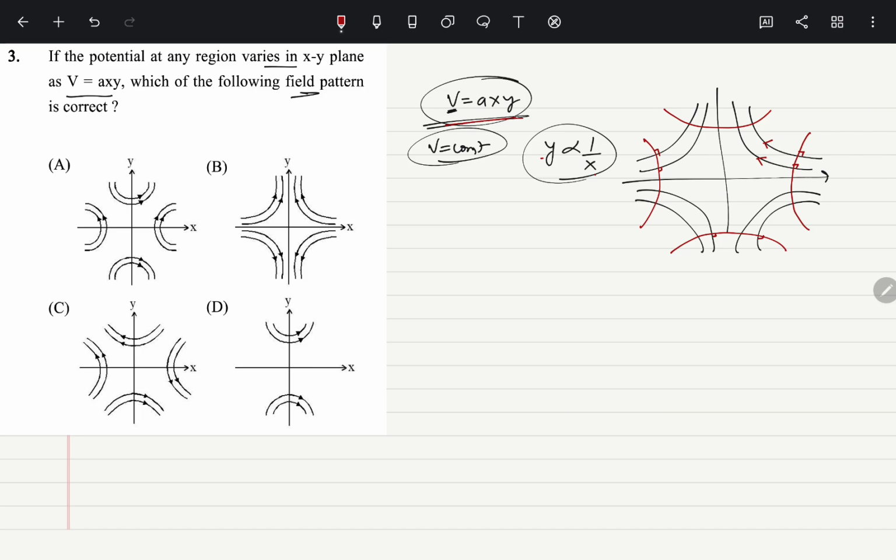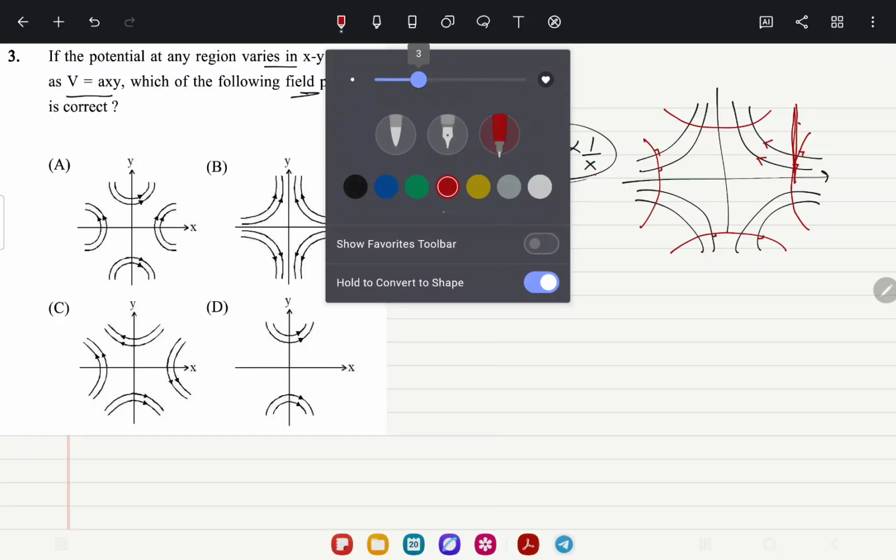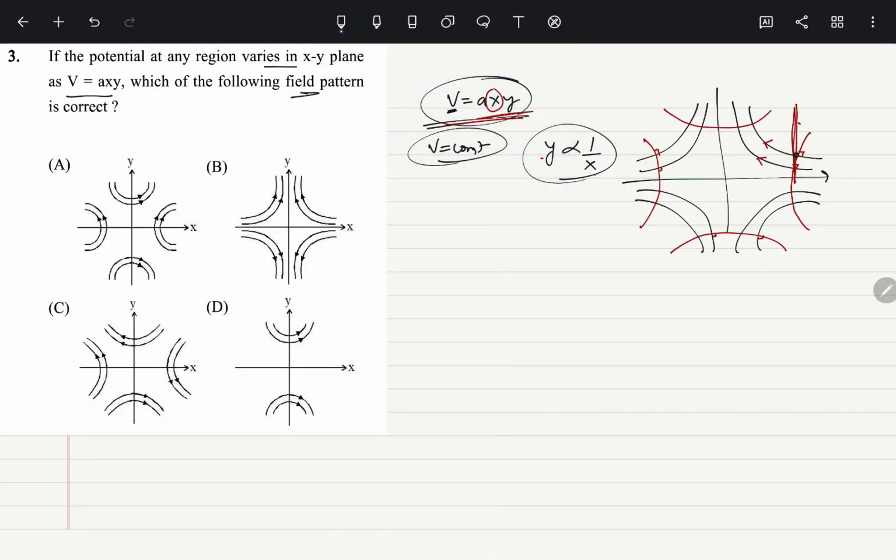Now if we draw the direction of field line, for that I'll take V equal to AXY, right? So I'll keep one variable constant. Okay, if I fix x equal to constant, let's say, so suppose I draw one line, this is one vertical line. On this vertical line you can see there are 2 points. This line is basically intersecting the equipotential surface at 2 different points. Which point will have a higher potential? Can you think and tell me?